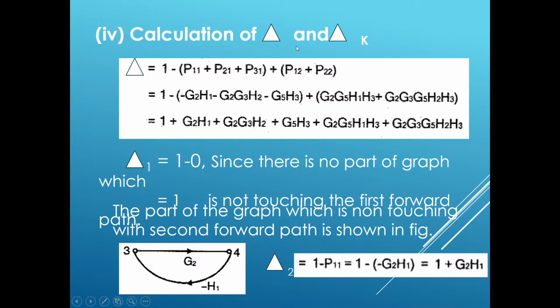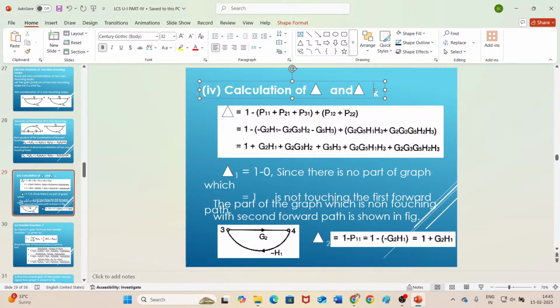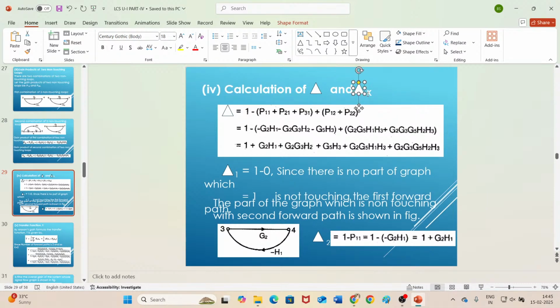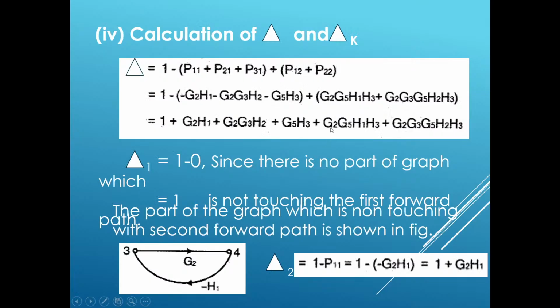So what is delta and delta k? We have to determine delta 1 and delta k. Delta is 1 minus the sum of the individual loop gains, plus the sum of the gain products of non-touching loop gains. You just add it and simplify it. You will get 1 plus G2H1 plus G2G3H2 plus G5H3 plus G2G5H1H3 plus G2G3H5H2H3. It is simple, that's what we are getting.